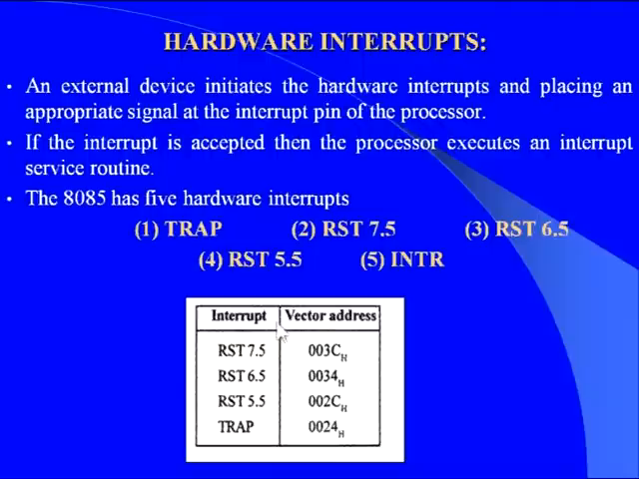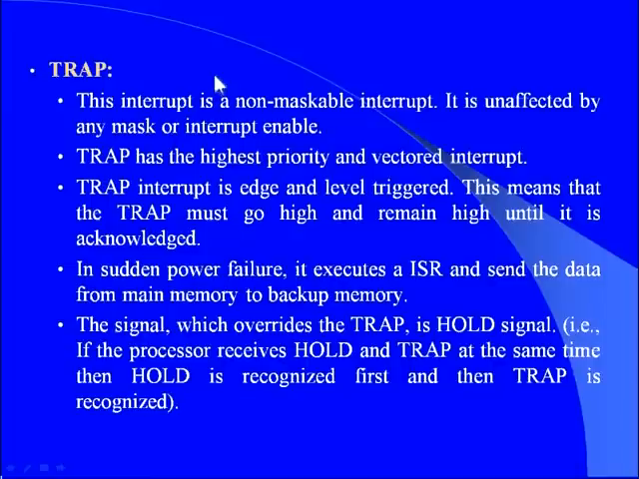Here also, for calculating the vector address, if you take 7.5, you have to multiply 7.5 by 8. If you convert that value into a hexadecimal number, you will get 003C. That is the vector address of RST 7.5. Similarly, the vector address of 6.5 is 34, 5.5 is 2C, and TRAP is 24. Among the 5 hardware interrupts, the TRAP is called a non-maskable interrupt.